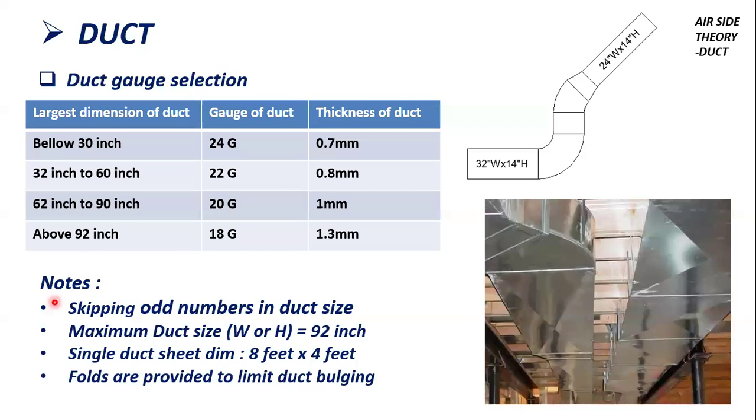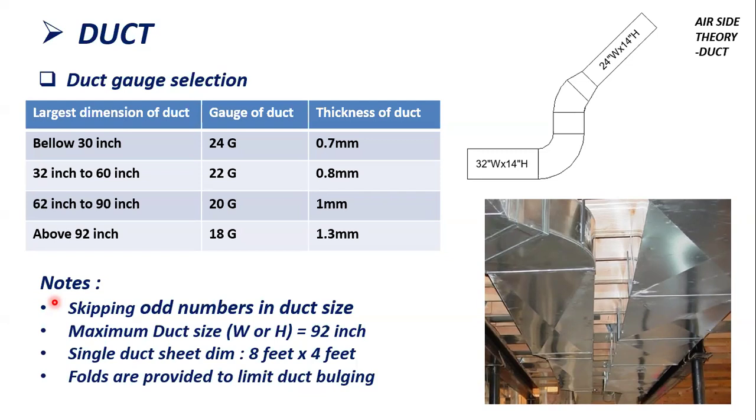Is it clear? Similarly, you can see the remaining steps. If the largest dimension of the duct lies between 60 and 90, then you need to use a 20 gauge duct, thickness of 1 mm. And if it is above 92 inches, you need to use an 18 gauge duct of 1.3 mm thickness. So this is the scenario.